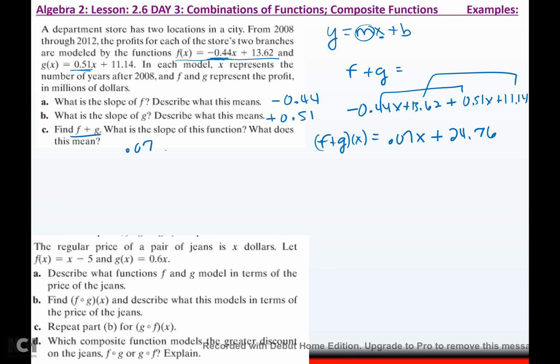And what does this mean? It means that we are making money. If it was negative, it would mean we are losing money.